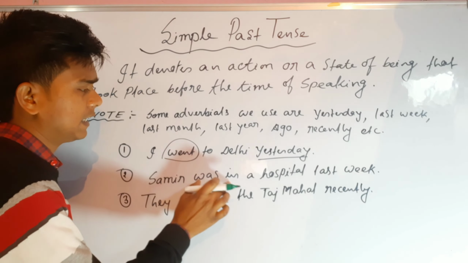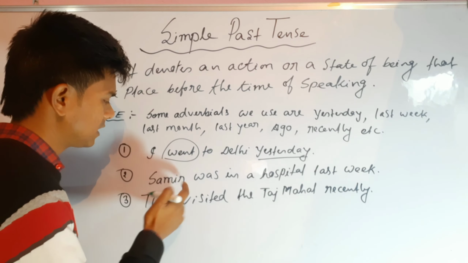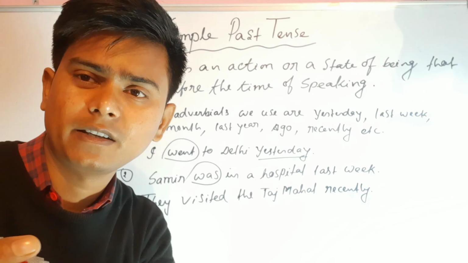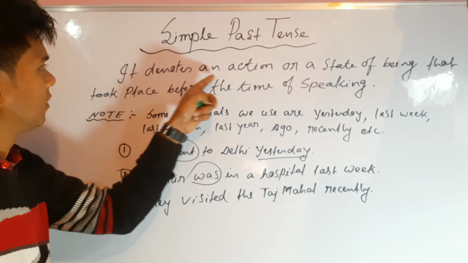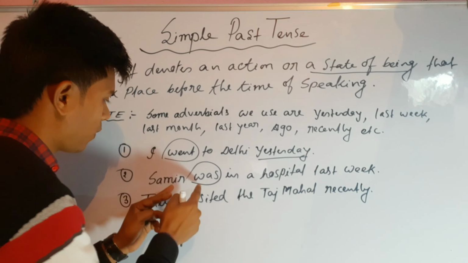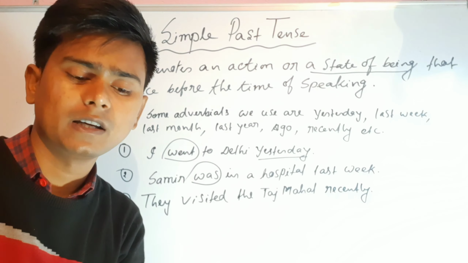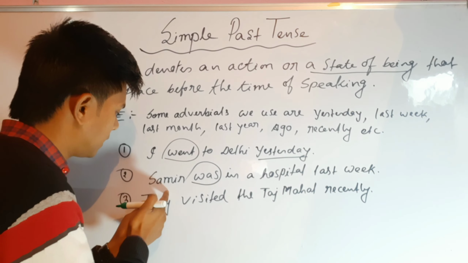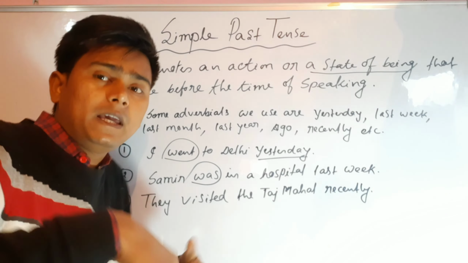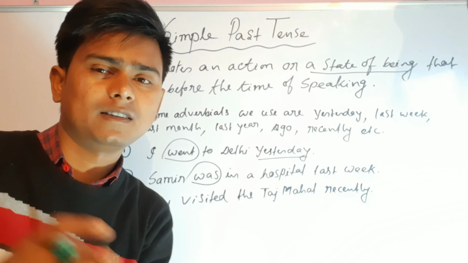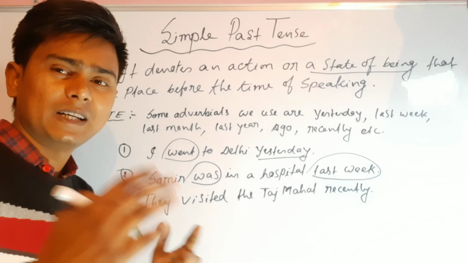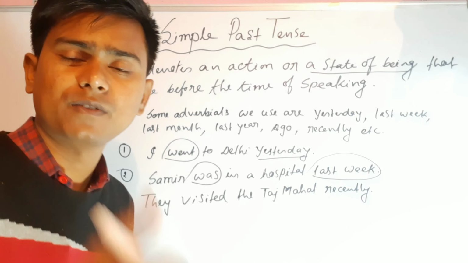Next, Samir was in a hospital last week. Was is the verb here. It is not an action of doing, it is a state of being. See what is written here: it denotes an action or a state of being. So was denotes a state of being that took place in the past. The state of being in a hospital took place when? Last week. So through this we come to know that it took place in the past and it is denoting a state of being, correct?